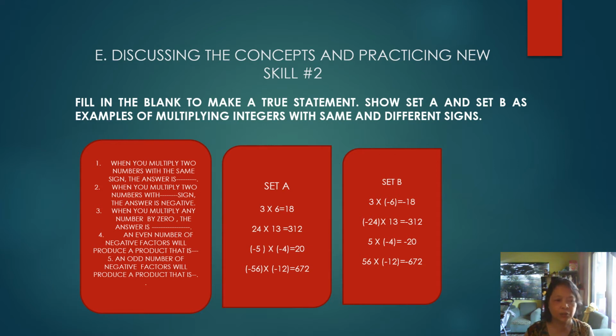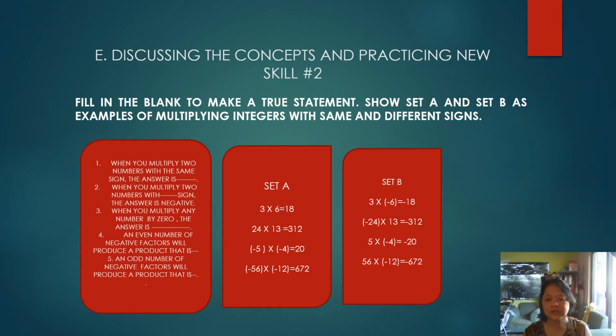That when you multiply two numbers with different signs, the answer is negative. Or when you multiply two numbers with the same sign, what is the answer? Since they have the same sign, negative 5 and negative 4, the answer is positive 20. So here, negative 56 times negative 12, since they are like signs, the answer is 672.